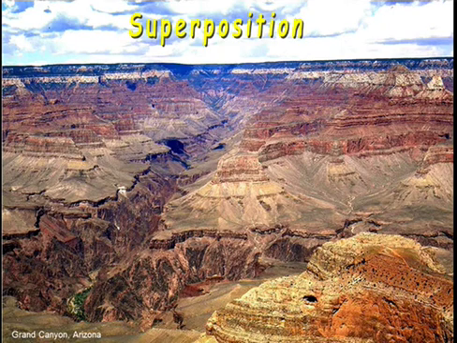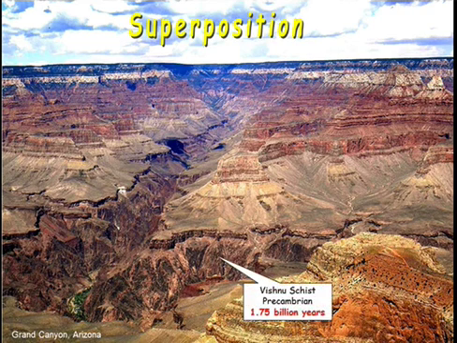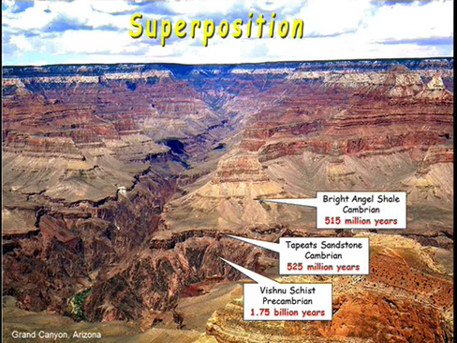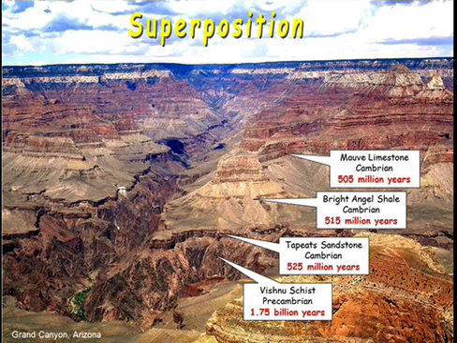An excellent place to see the law of superposition in action is at the Grand Canyon, where a thick sequence of sedimentary rock layers is exposed. At the base of the section, the 1.75 billion year old Vishnu schist is exposed at the level of the Colorado River. Above the Vishnu, the Cambrian Tapeats sandstone was deposited about 525 million years ago. Then, the 515 million year old Bright Angel Shale was deposited. The Muav limestone was laid down 10 million years later.